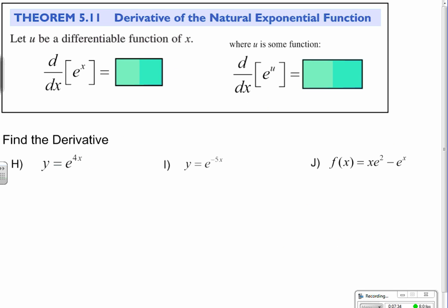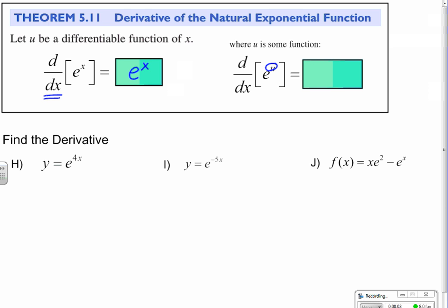Okay, now for derivatives. The derivatives of natural log functions. Let u be some differentiable function of x, and we can talk about the general case and a little bit broader case. So what if I just had e to the x and I wanted to take the derivative of it? The derivative of e to the x is e to the x. It is just itself when you take the derivative of e to the x.